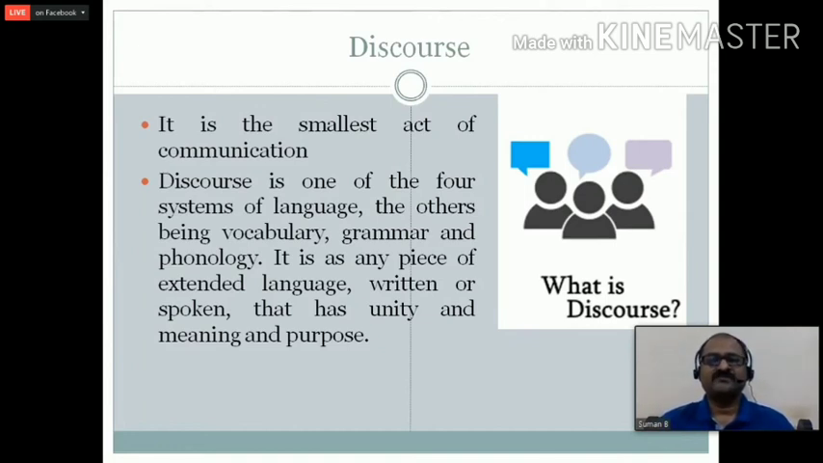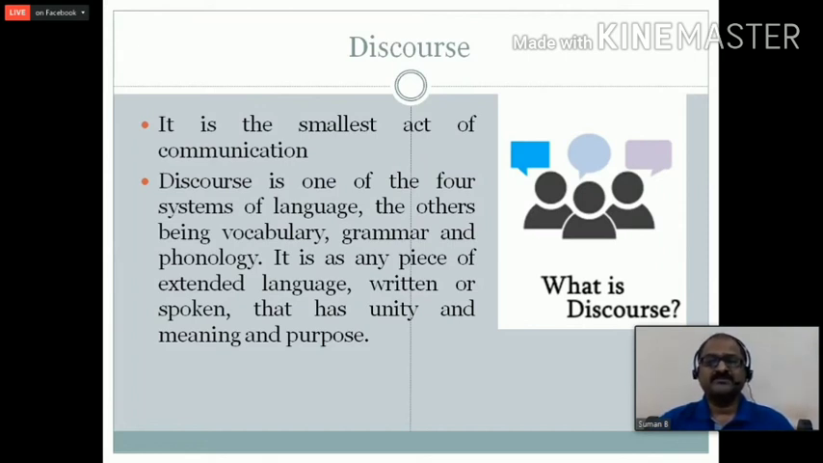So discourse is one of the four systems of language, the four basic systems: vocabulary, grammar, phonology, and discourse. As you can see, discourse is the highest of all. Here, vocabulary refers to words. Grammar mainly refers to sentences because most of the grammar operates at the sentence level. And phonology refers to sounds. So discourse is one of the four systems and the most important system in the hierarchy or structure of a language. It is any piece of extended language, spoken or written, which has unity, meaning and purpose.